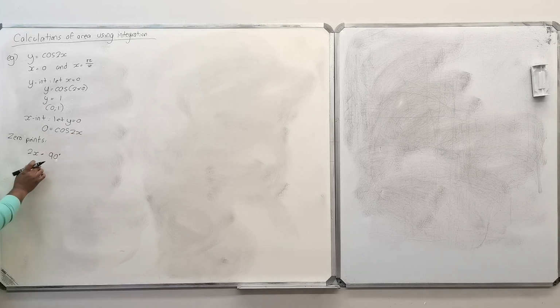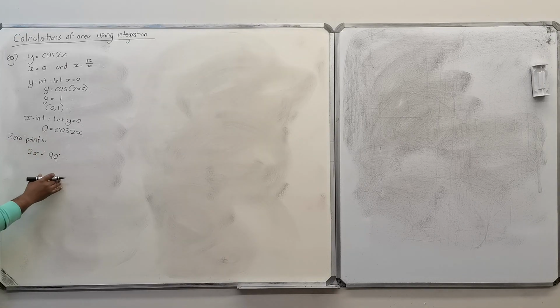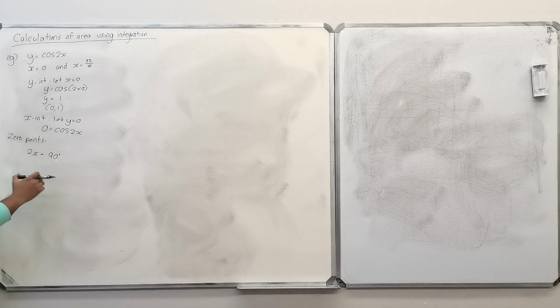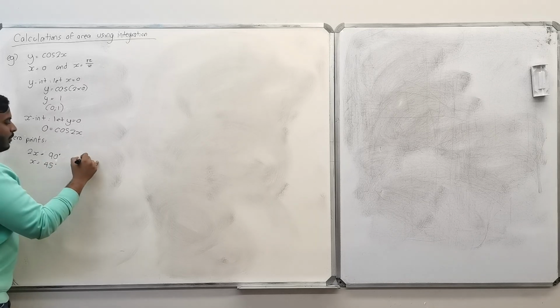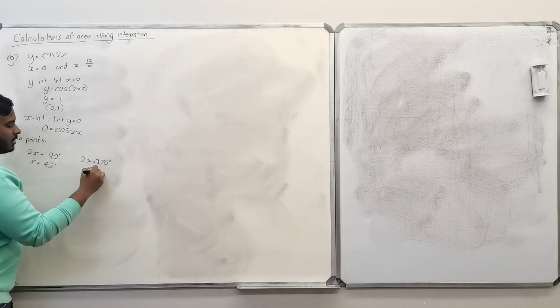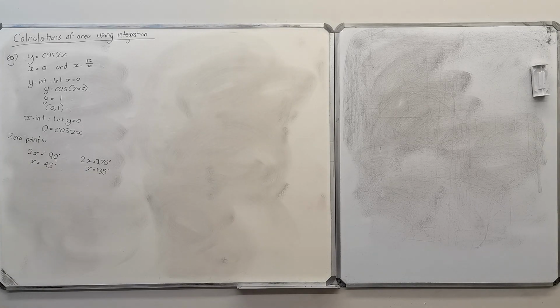Remember, we take the inside portion, we let it equal to your first 0 point. Cos 0 points are 90, 270, 450, 630, and so on. Sin 0 points are 0, 180, 360, and so on. Right? So x is equal to 45 degrees. Falls in our limit. Cool. Other one, 2x is equal to 270. x is equal to 135. Doesn't fall in our limit. So now we know our x values.